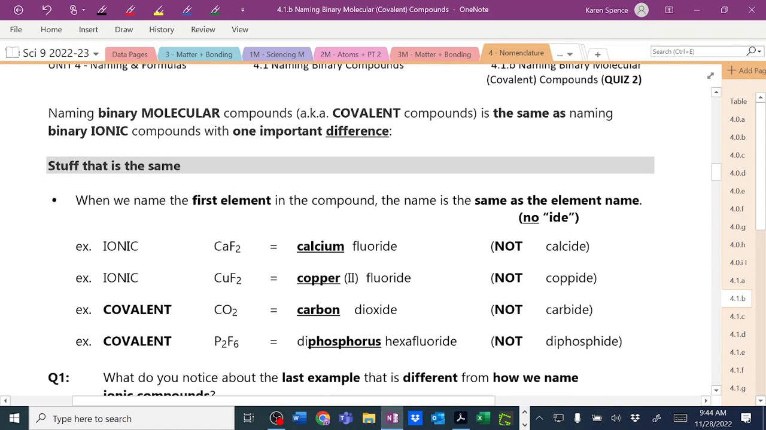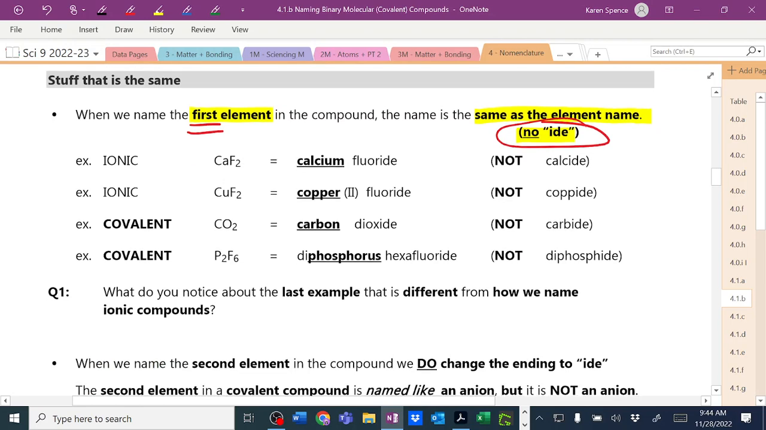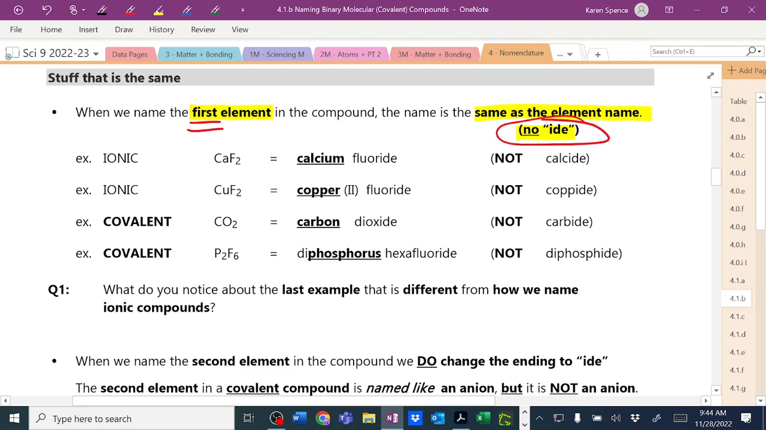So when we name these compounds, it's very similar to ionic compounds. So for the first element, it is the same as the element name. There is no "ide." So that's our first element. So when we had calcium and fluoride, we didn't call it calcide fluoride. When we have copper and fluoride, we don't call it copide fluoride. Okay, the first name does not change.